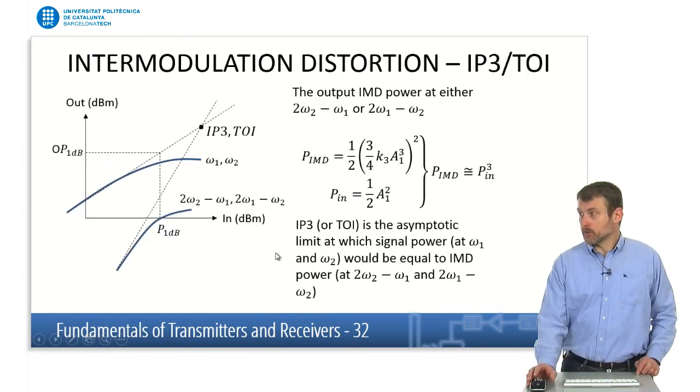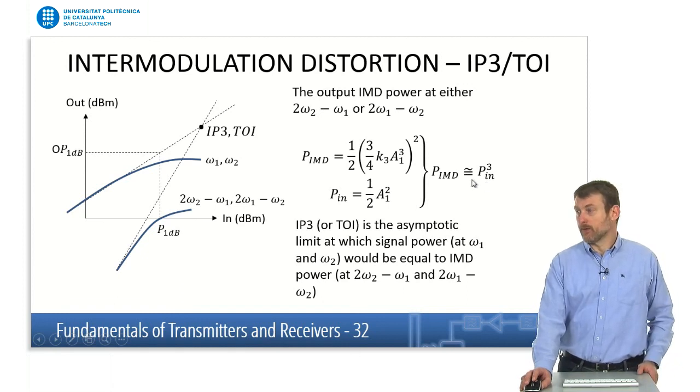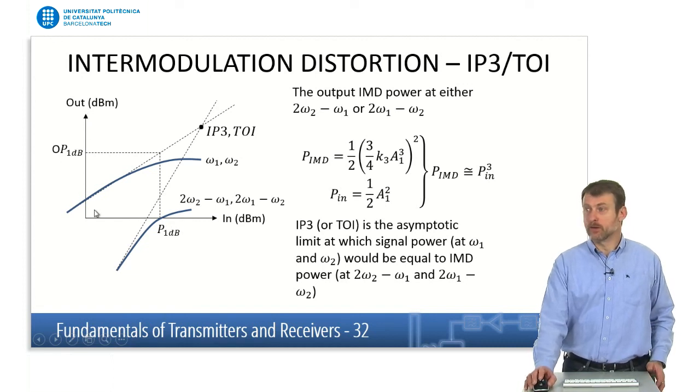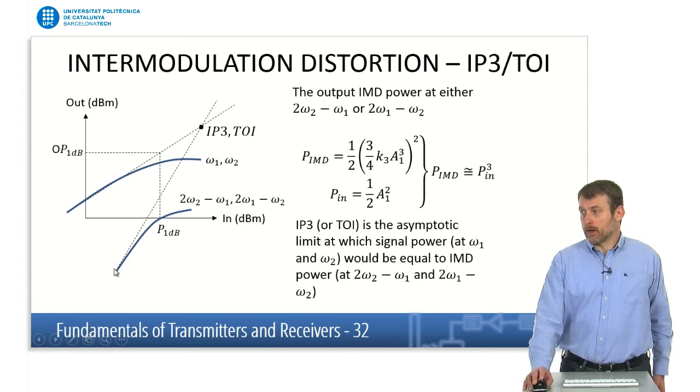If we analyze the equations that we have derived before, we can see that the intermodulation products depend on the input power, have a cubic dependence on the input power, right? And therefore, if we plot the input power in dBm and the output power in dBm, what we will find is something like this. We will find that the signals at omega 1 and omega 2 follow this dependence, which is the compression that we have seen in the previous section, and the intermodulation product follow a line like this, right?